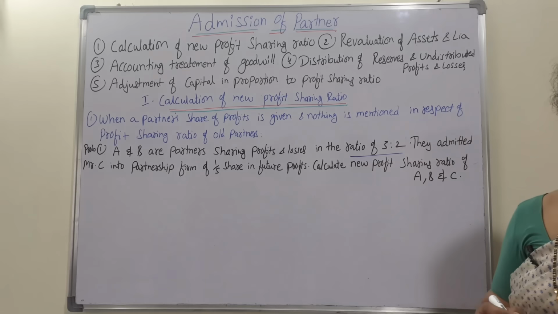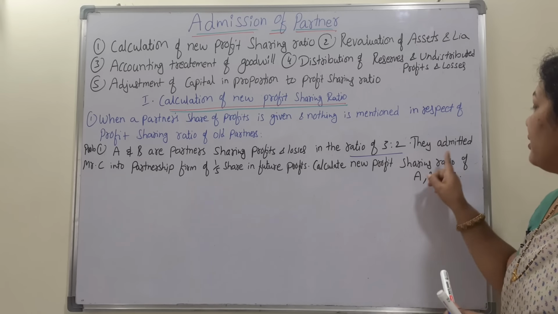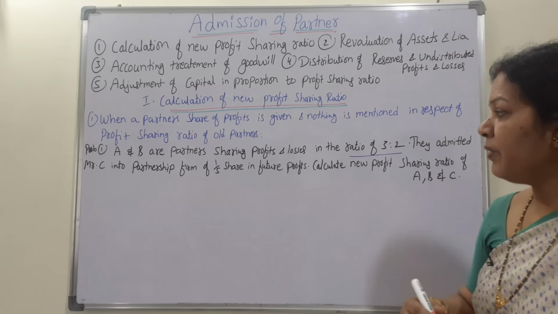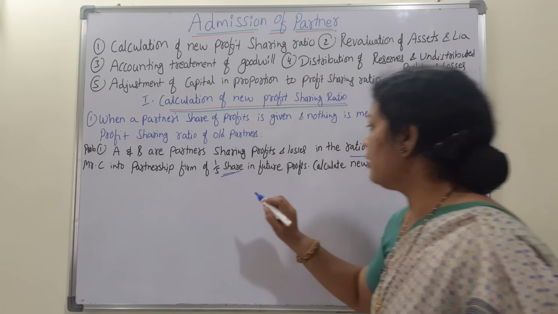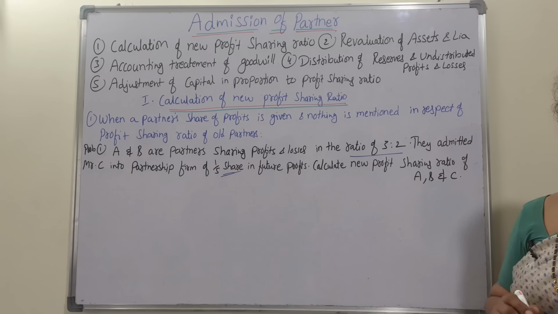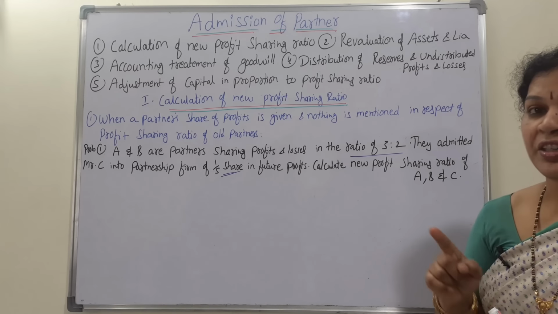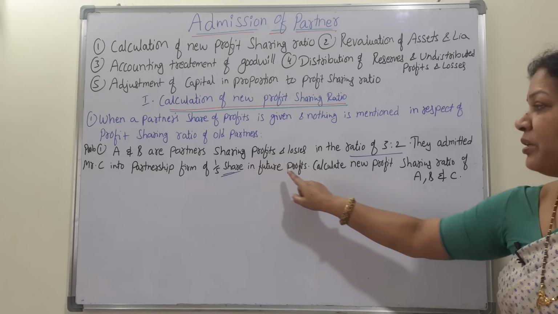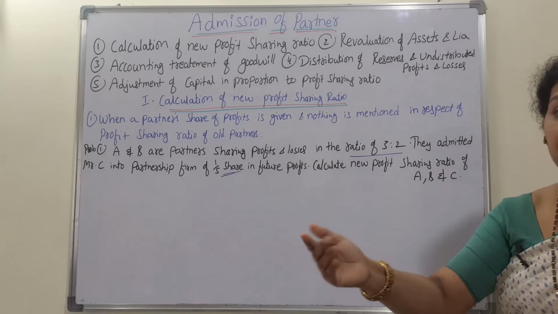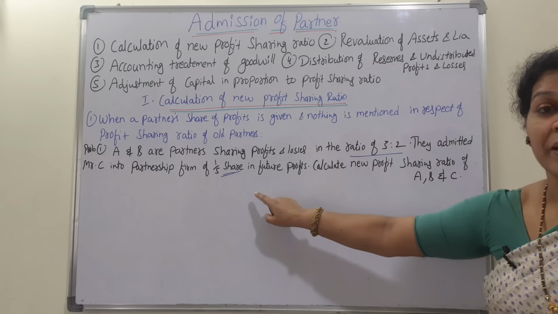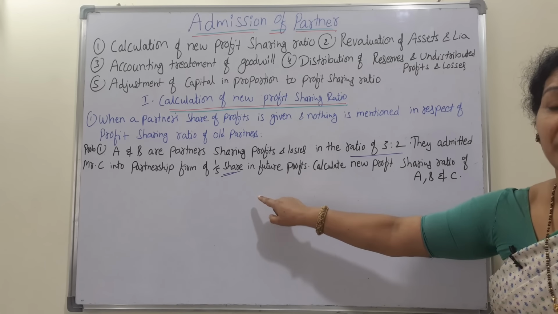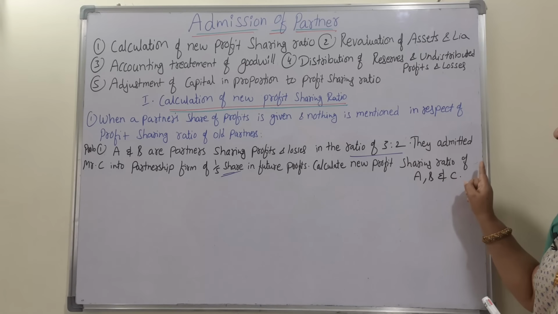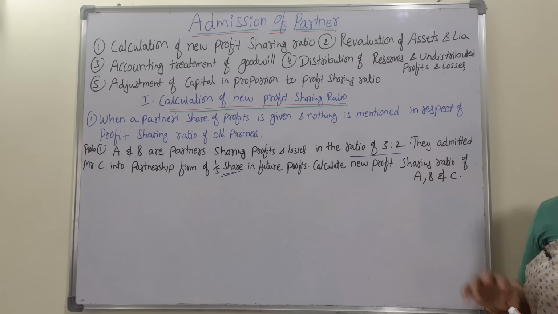A and B are partners in the ratio of 3:2. They admitted Mr. C into the partnership firm for a 1/5 share in future profits. Whatever profits they get in the future, C is going to be given 1/5 of the share. Calculate the new profit sharing ratio of A, B and C.